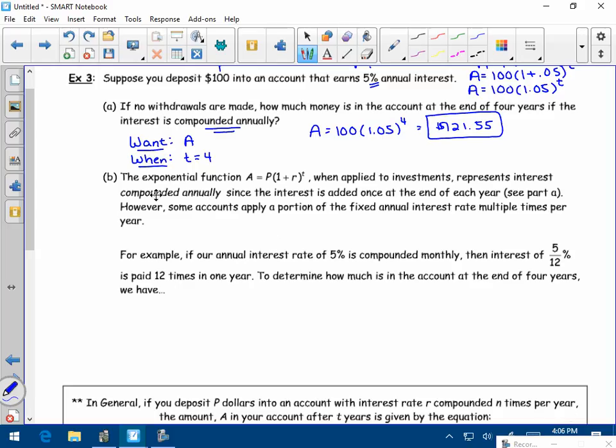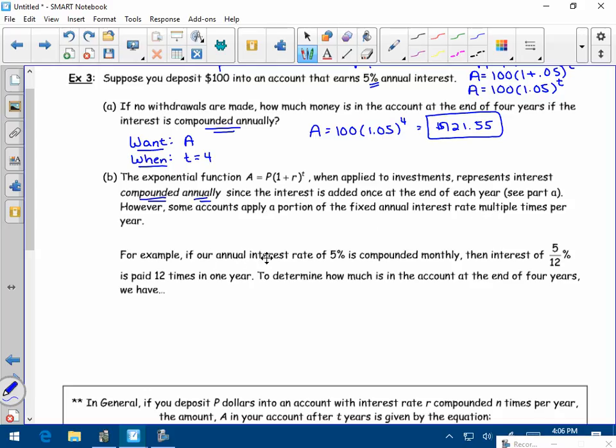Now this is where it gets a little tricky. The exponential function that we've been using, when applied to investments, represents interest compounded annually. Compounded just means how often the interest is added in. Annually means once a year. So the interest is added once every year, like we did in part A. If you have a bank account, though, normally you don't get just interest added once. It gets divided up throughout the year and then added in multiple times.